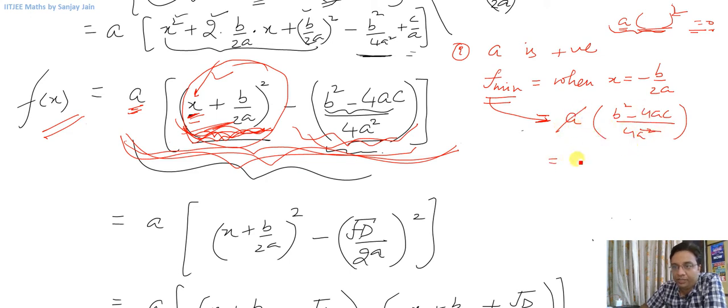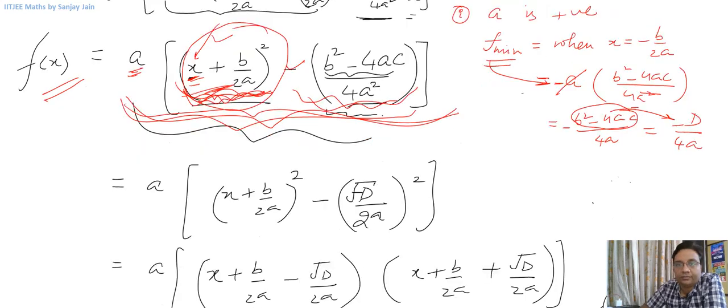So b square minus 4ac, b square minus 4ac by 4a, and this is with a negative sign here, right? This is with a negative sign here, so it is minus d by 4a. For this expression I am using d here. Okay, so we have spoken about f min, that is minimum value of this expression.